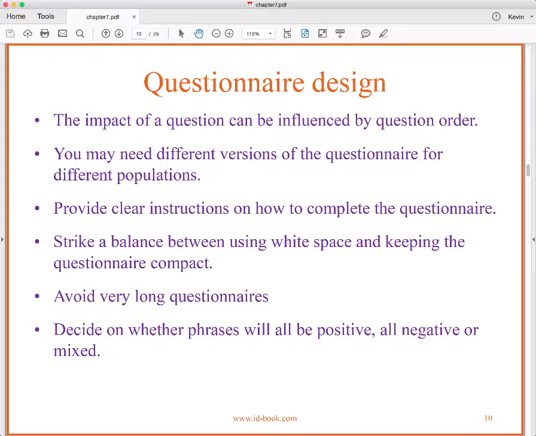Decide on whether the phrases will be all positive, all negative, or mixed. So the difference between a positive question and a negative one is one in which we, let's see, come up with a good example.